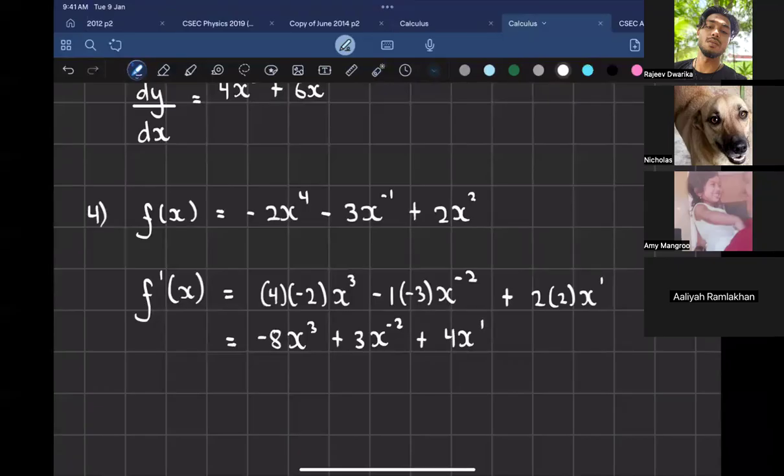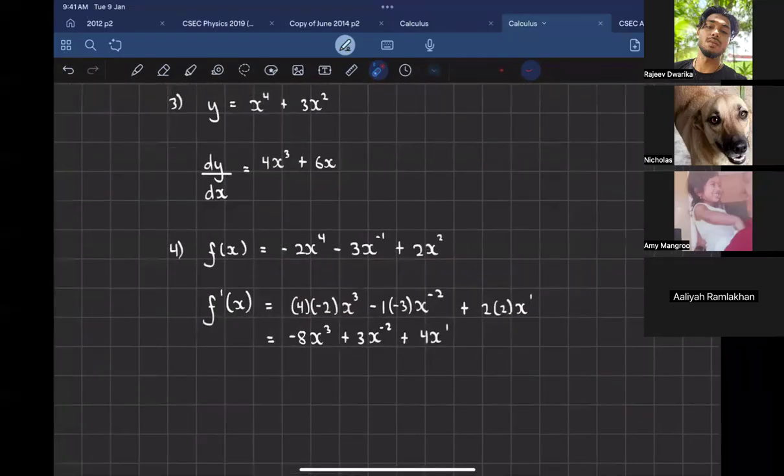Aliyah, let me know if you're confused. Again, this line is optional. You don't have to put this line, you can jump straight to the answer. No, I understand. Okay, cool. And you did this in school already, Aliyah? Yeah.